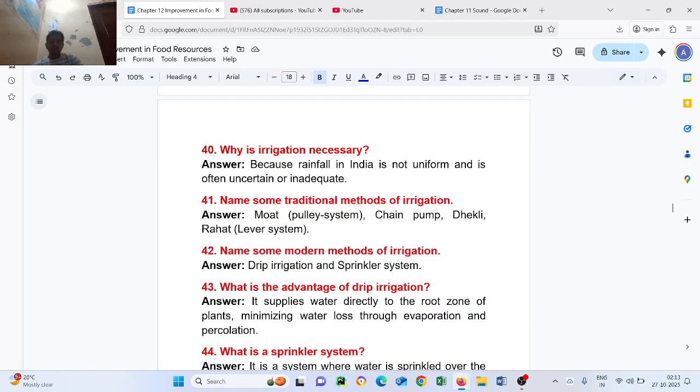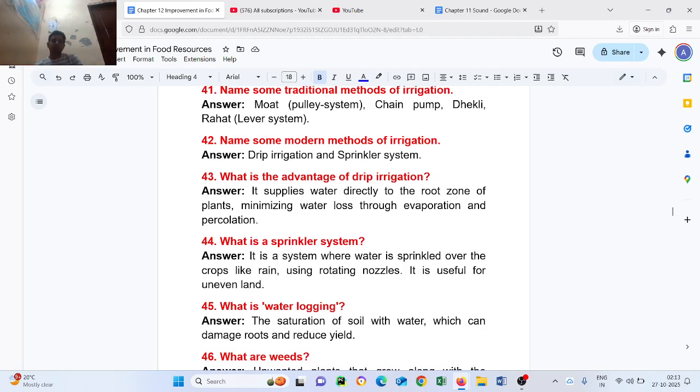Question number 42. Name some modern methods of irrigation. Drip irrigation, sprinkler system. Question number 43. What is the advantage of drip irrigation? It supplies water directly to the root zone of the plant, minimizing water loss through evaporation and percolation.